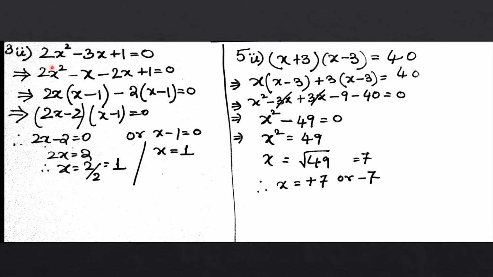So here we have 2x square minus 3x plus 1. We need to break up 3x in such a way that the sum or difference of the numbers I take should be equal to 3, whereas the product of the two numbers should be equal to 2. So if I take minus 1 and minus 2, I get minus 3 as the sum, whereas 1 into 2 gives us the product of 2. So this comes to 2x square minus x minus 2x plus 1 equal to 0.